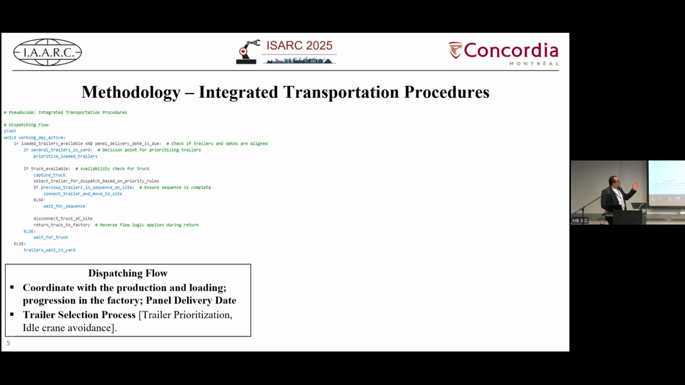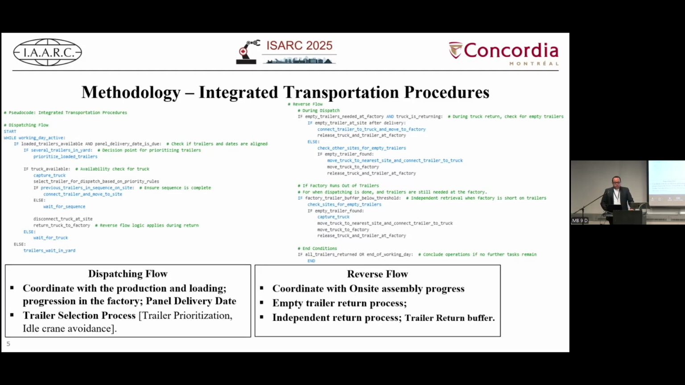The site assembles the panels in a specific sequence, for example, ground floor, first floor, and roof. So we need to first deliver the panels according to this sequence to avoid delays and expedite the progression on the site. The second part of the algorithm is returning the empty trailers from the sites, considering the coordination with the on-site assembly process.